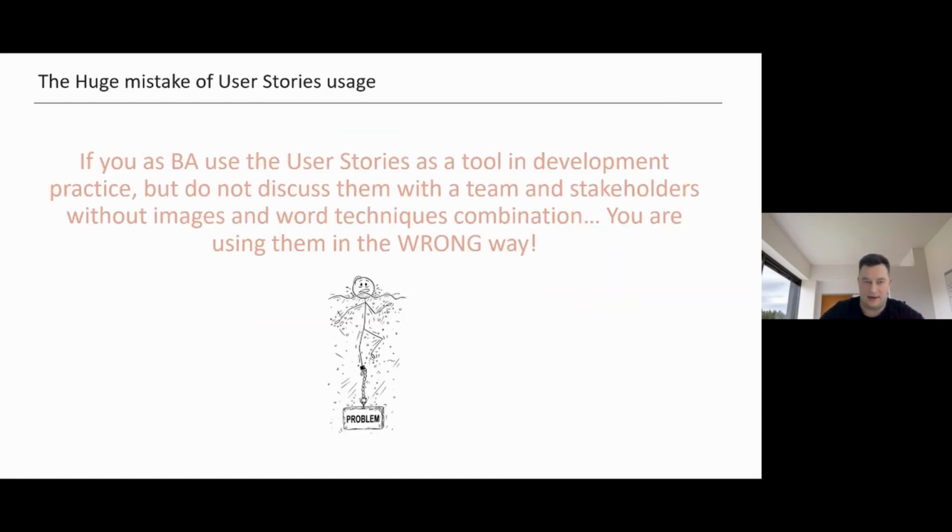The huge mistake of user story usage is the next. If you as a BA use user stories as a tool in development practice, but do not discuss them with the team and stakeholders, without combining images and word techniques, you are using them in the wrong way. Please remember this. This is a classic mistake, the huge mistake of user stories usage. Why? We need to find out.